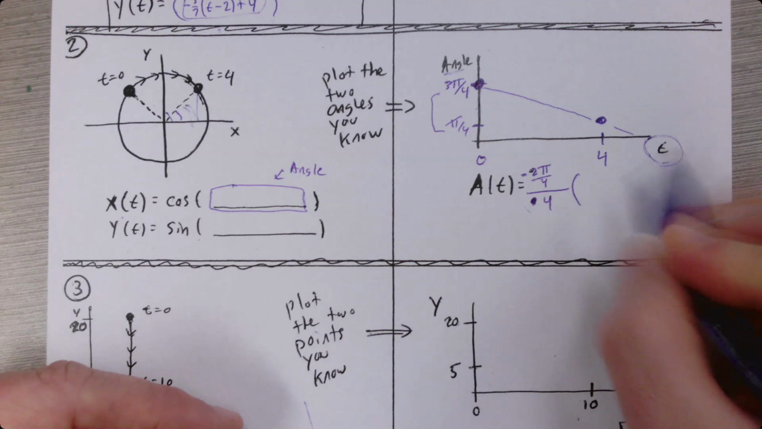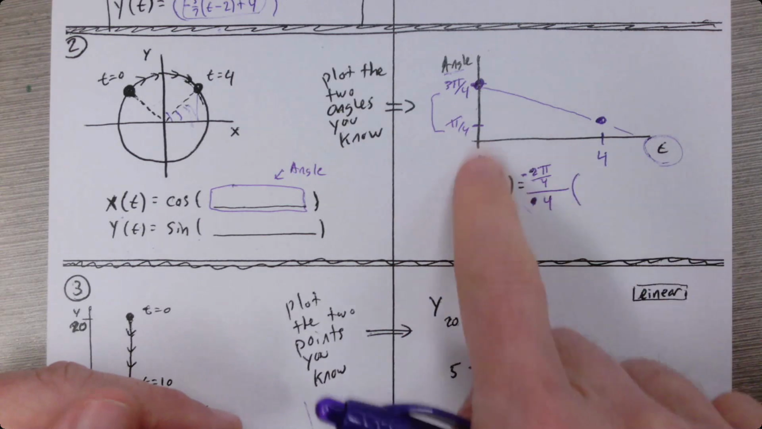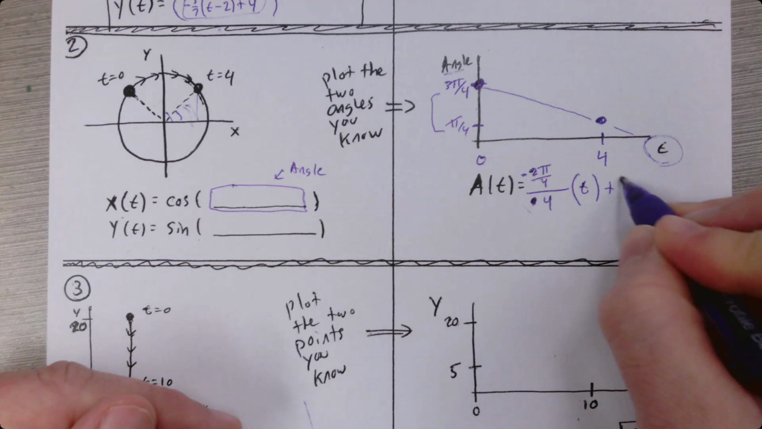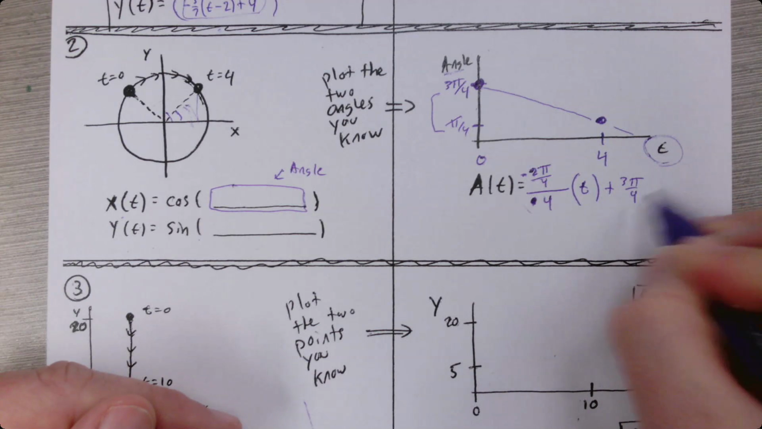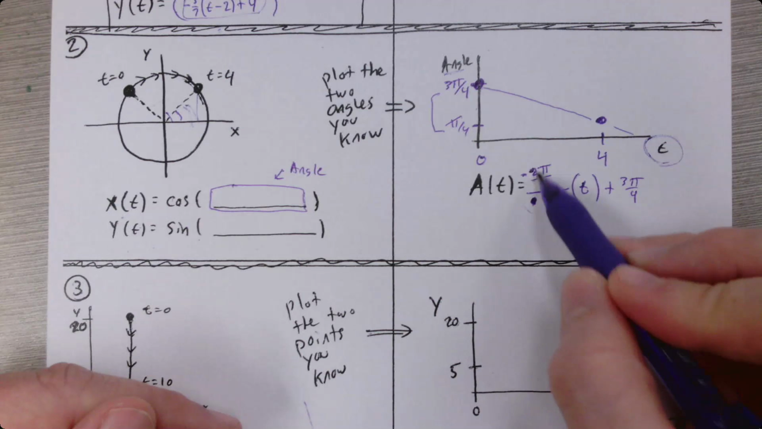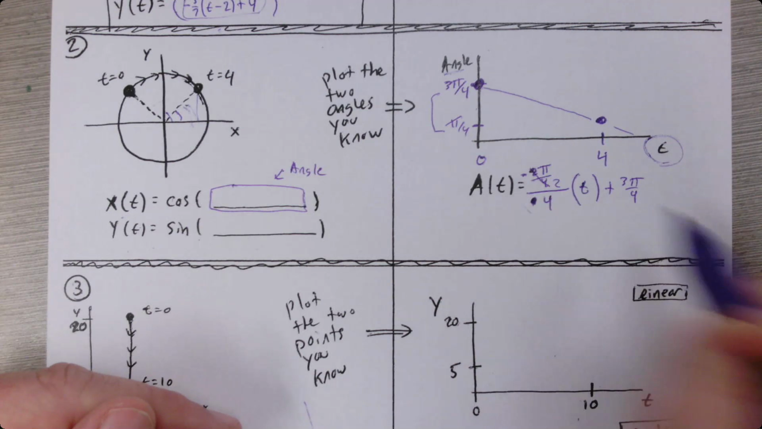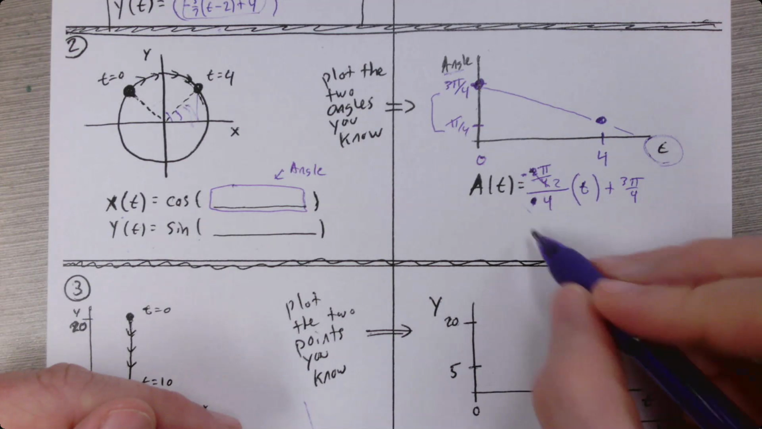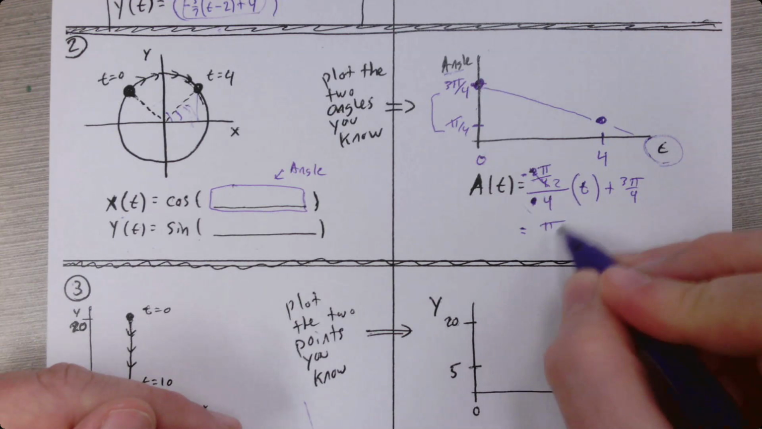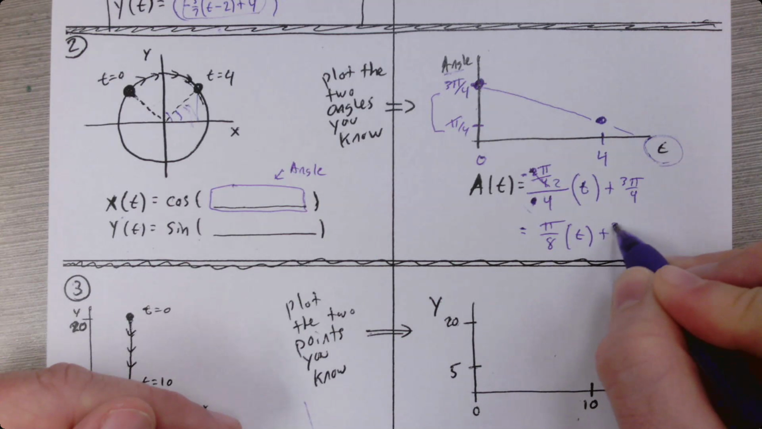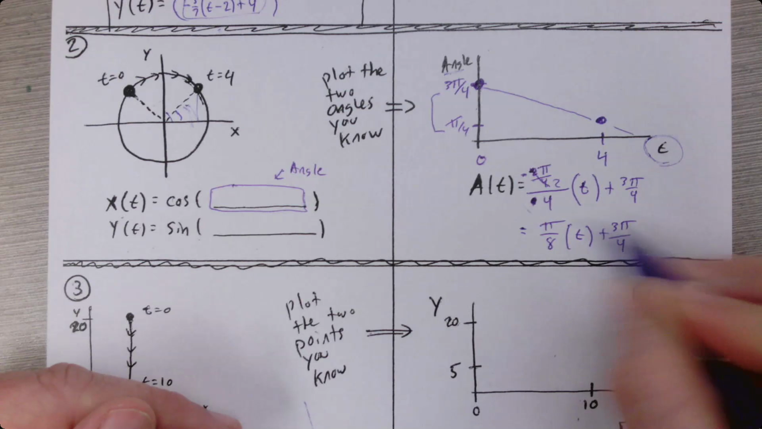And then I don't need to do a horizontal shift. I already know the y-intercept. So let's just keep that as time, and then I'll shift it up by 3 pi over 4. Okay, how does that simplify? 2 divided by 4 is really like 1 divided by 2. And then 1/2 divided by another 4 is like 1/8. So here I've got pi over 8 times time, plus 3 pi over 4.